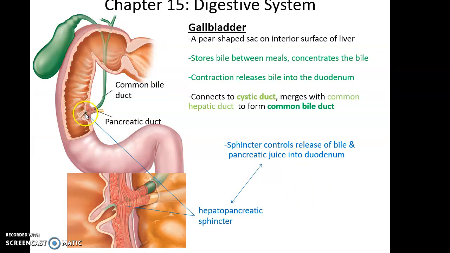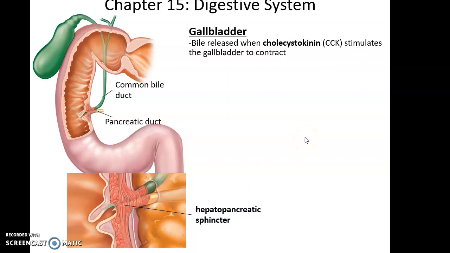There is a sphincter that controls the release of fluids from the common bile duct as well as from the pancreatic duct, and it is called the hepatopancreatic sphincter. So this sphincter controls the release of bile and pancreatic juice into the duodenum. Now, when the duodenum releases the hormone cholecystokinin, that hormone stimulates the gallbladder to contract. So again, the hormone cholecystokinin is released by the duodenum when chyme enters the duodenum, and that causes the gallbladder to contract and empty of bile.